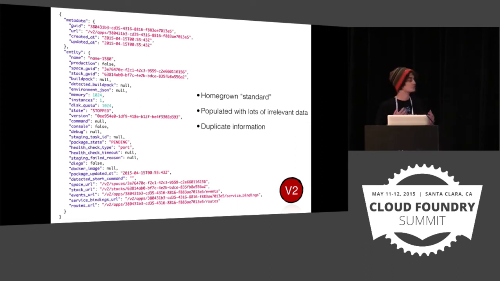The reason for this is because the V2 API heavily reflects the database representation of the model that's being displayed. This problem gets exacerbated due to the fact that, as talked about earlier, app was a monolith. It's huge. It has too much information. And when I'm fetching an app, I don't really care about staging information, package information. It's just complex. Lastly, we're going to notice that there's some duplicate information here. There's space GUID. There's also space URL. We're providing two ways to fetch an associated object, and it's just becoming a little bit unwieldy.